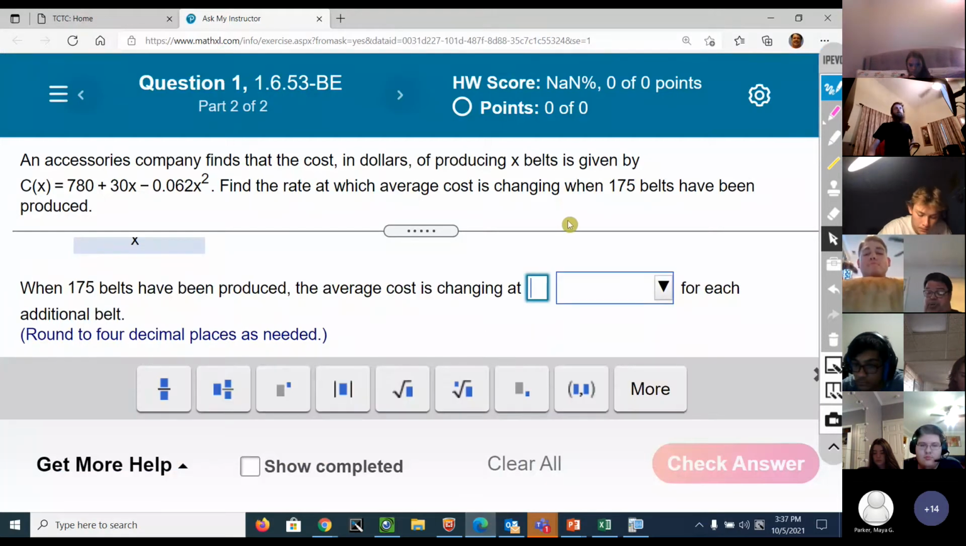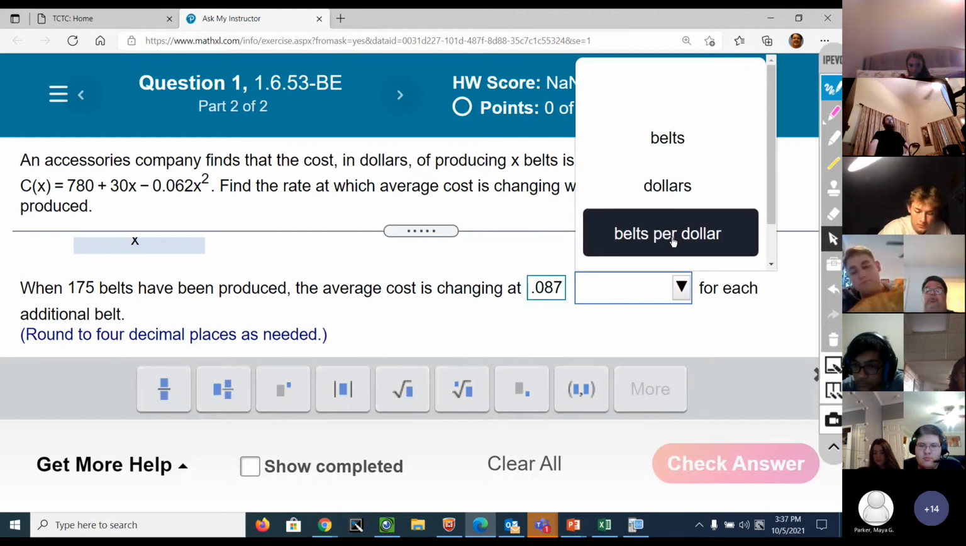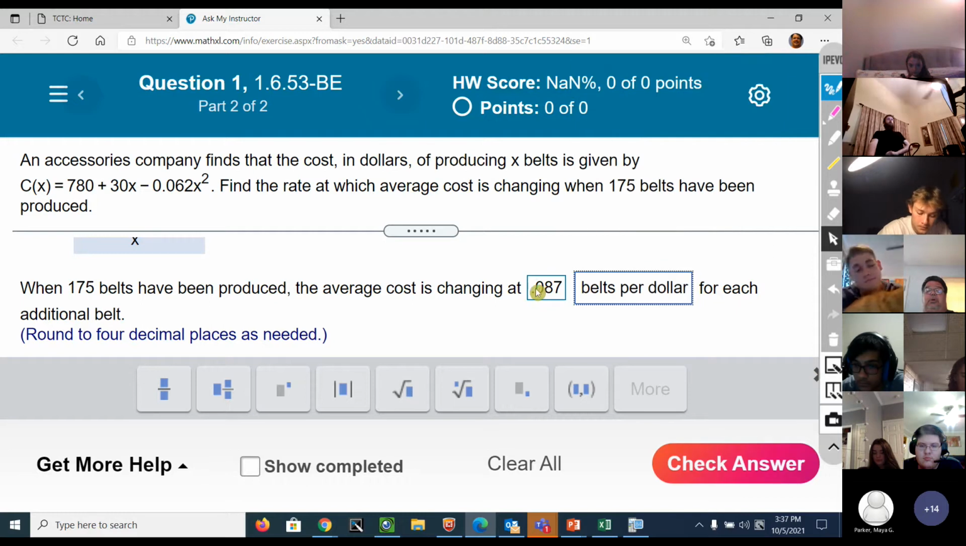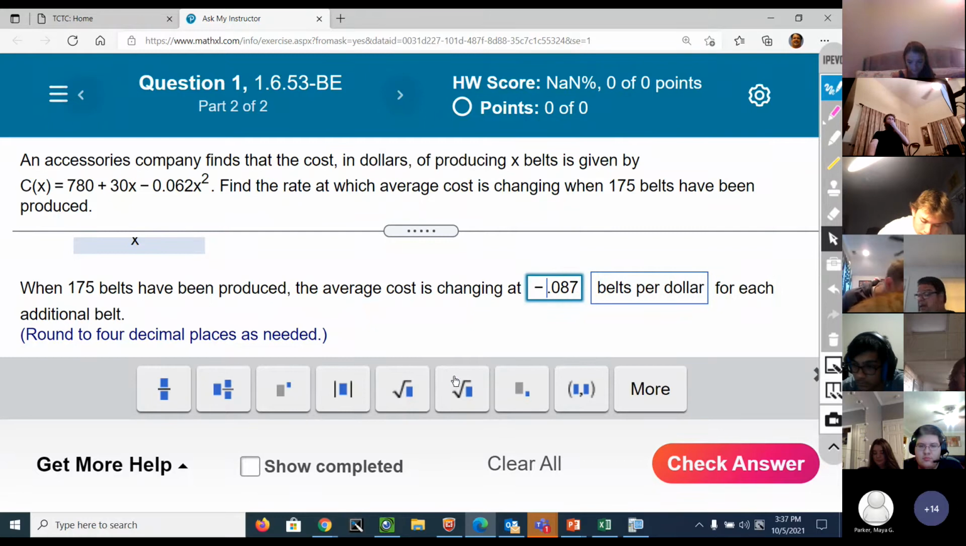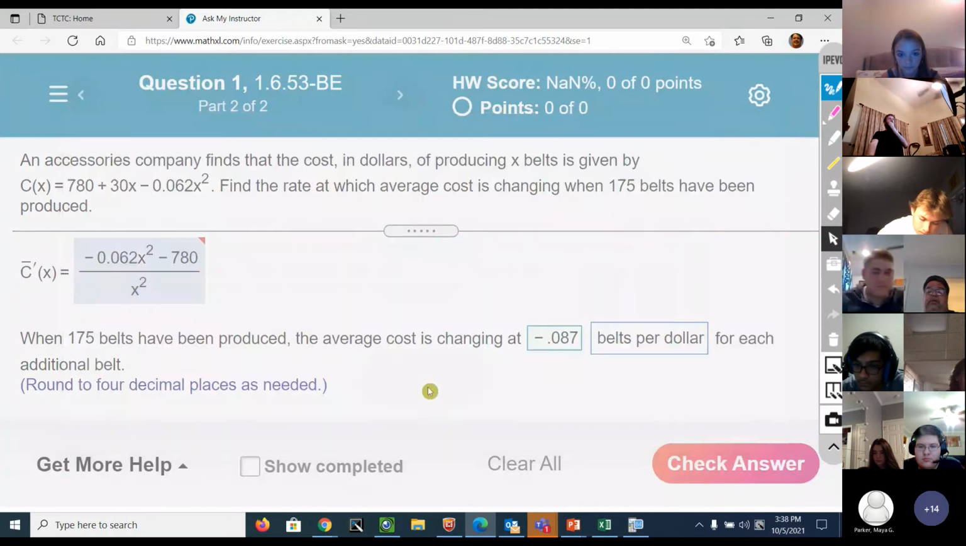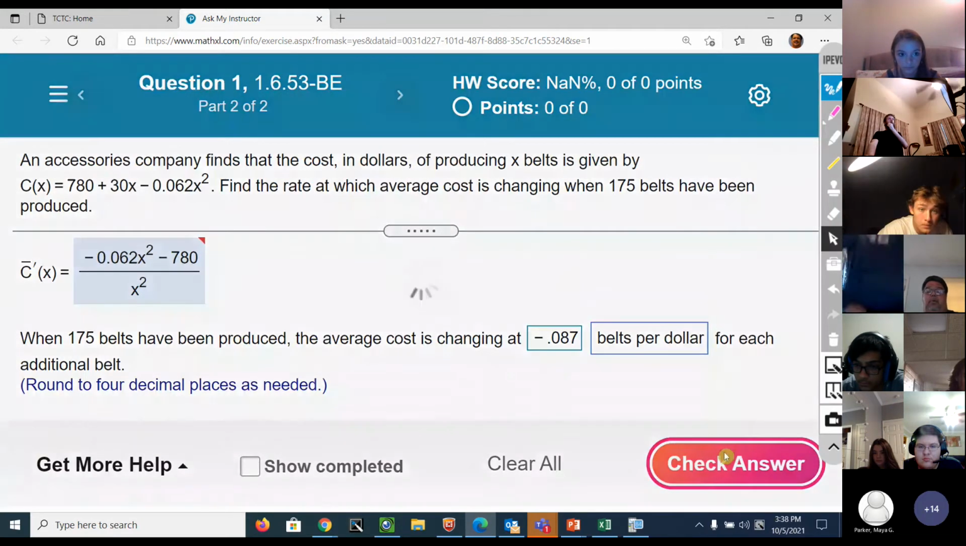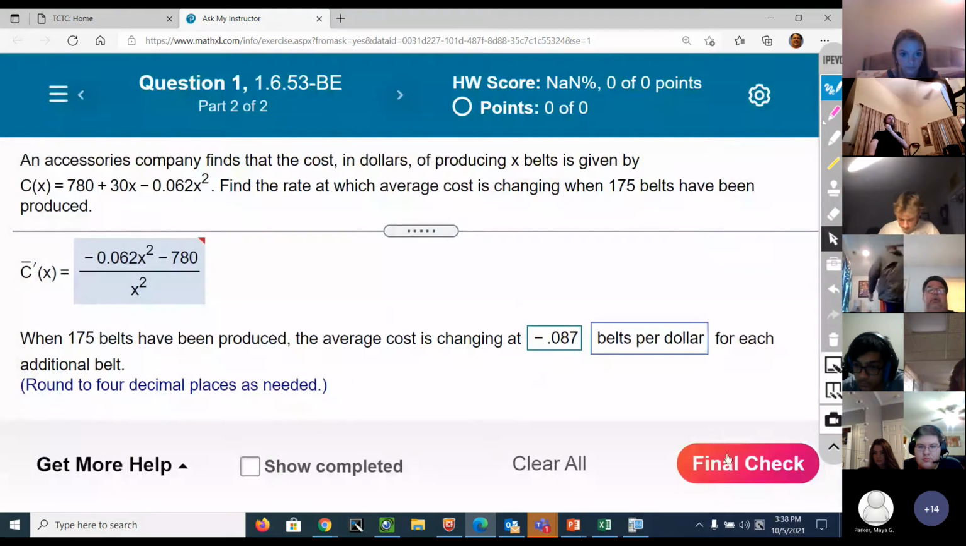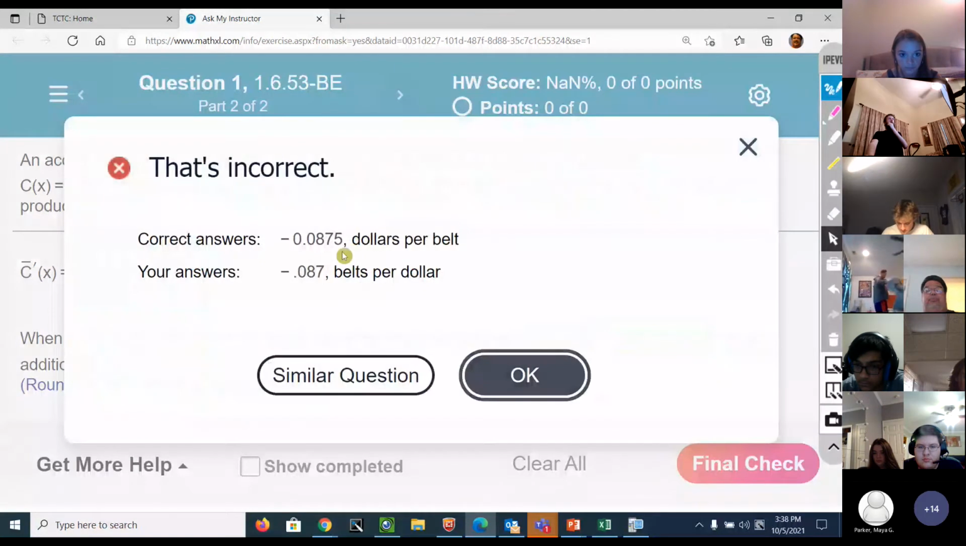Changing at 0.087, and it should be belts per dollar, and that should be negative. I didn't have a fourth digit, and of course, not right. Let's see what they want. I'm sorry, but I didn't get the 5. I guess I got to change my table set.